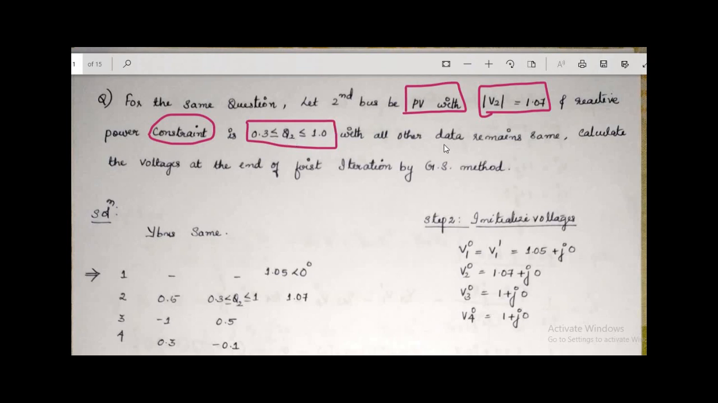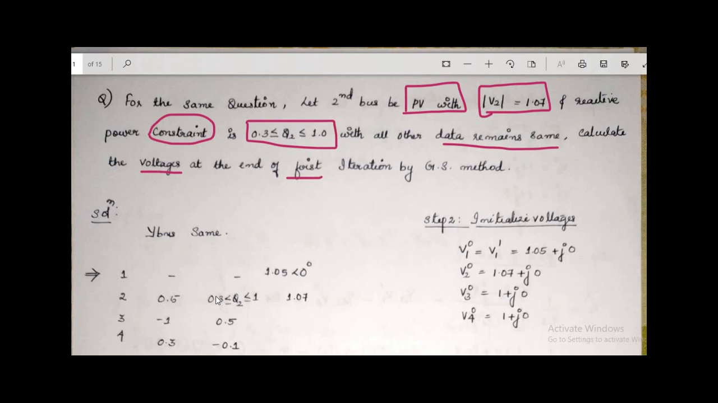With all other data remaining the same, calculate the voltages at the end of first iteration by Gauss-Seidel method. Yes, how do we proceed? Again, the first step is Y bus, the same Y bus. We haven't written it again. The very same Y bus.